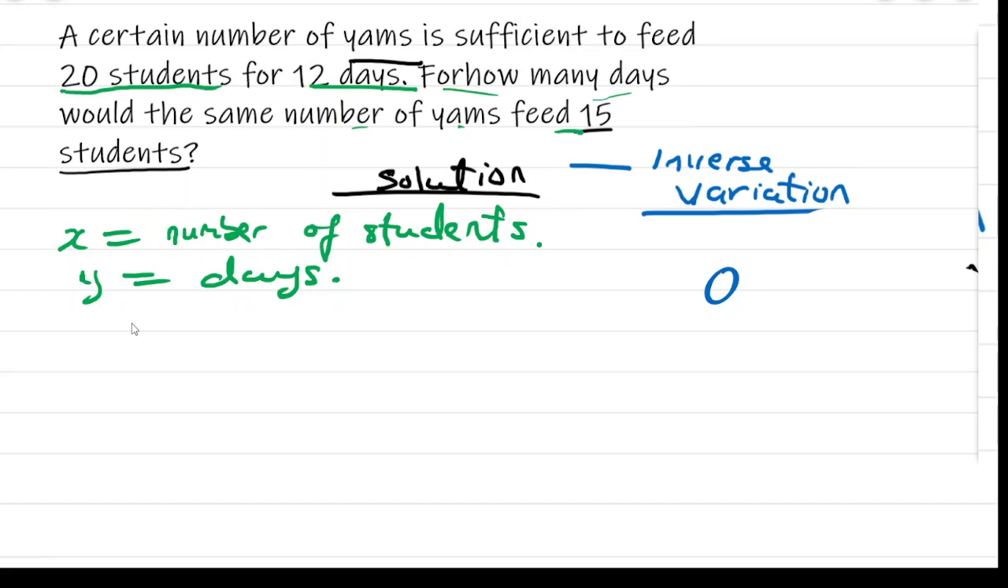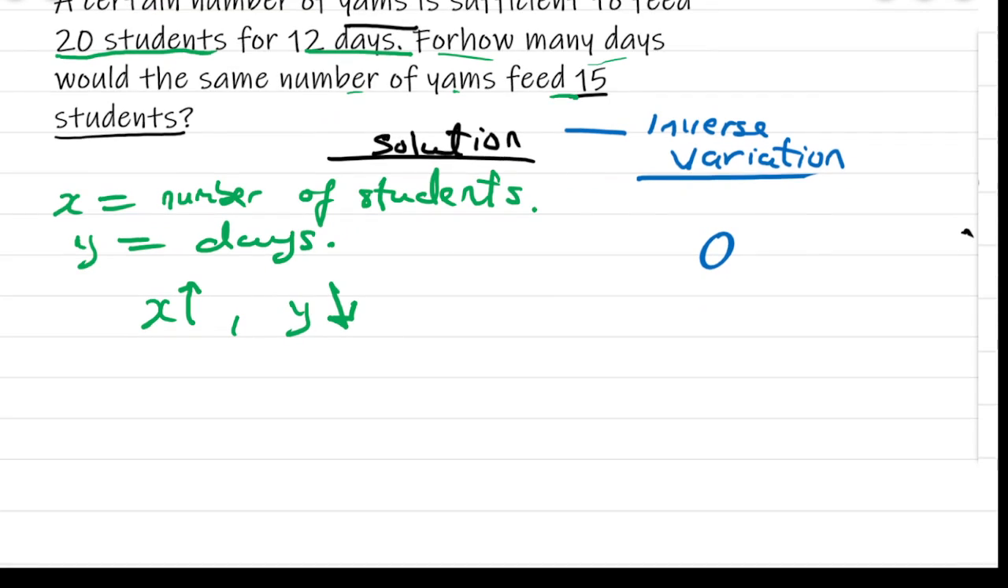Since as the number of students increases, the number of days will decrease, because if more and more students are gathered, the yam will unlikely last them for as many days. Like if maybe the yam feeds them for 20 days when there are 100 students, if there are 200 students, the yam may only feed them for 10 days or even less, depending on how much they eat. But here, I assume all the students eat at the same rate. So since the relationship is inverse here, the mathematical quantity we are going to bring in is xy.